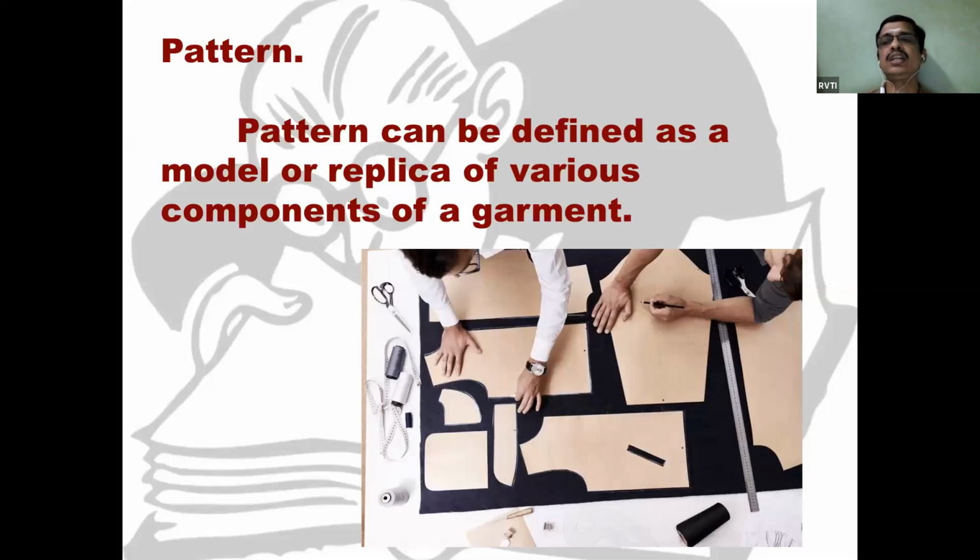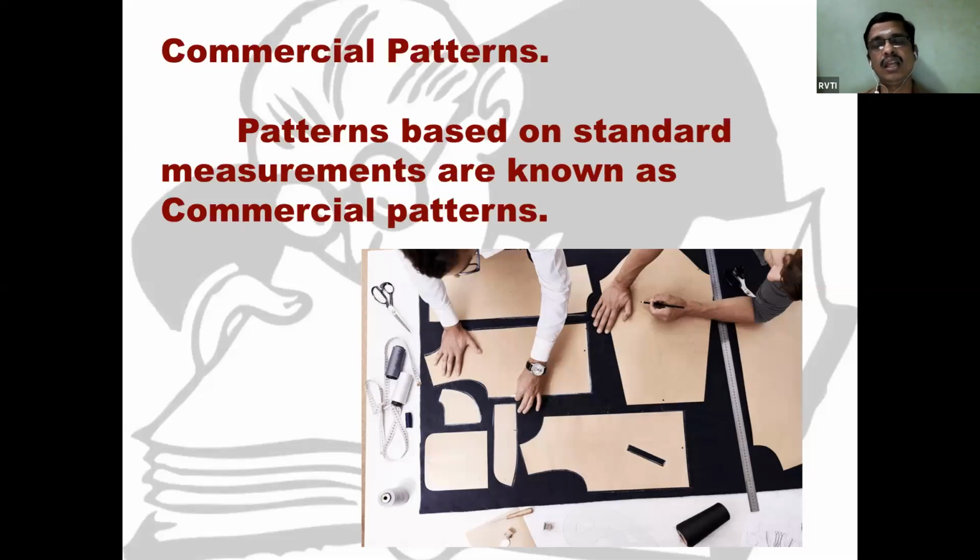Pattern is a very important term. Pattern can be defined as a model or replica of various components of a garment. And commercial patterns: patterns based on standard measurements are known as commercial patterns. Normally patterns can be divided into two types. One is commercial pattern, another one is personal pattern. Commercial patterns are based on the ready-made measurement or standard body measurement.